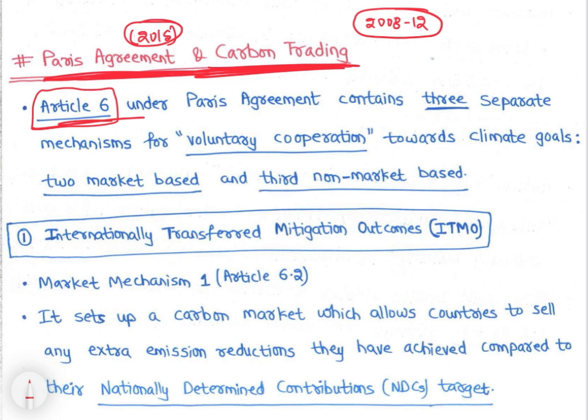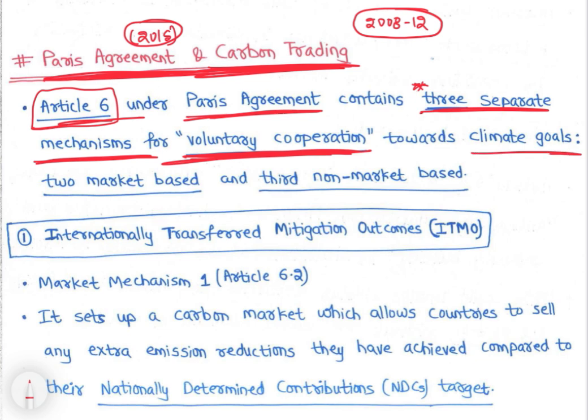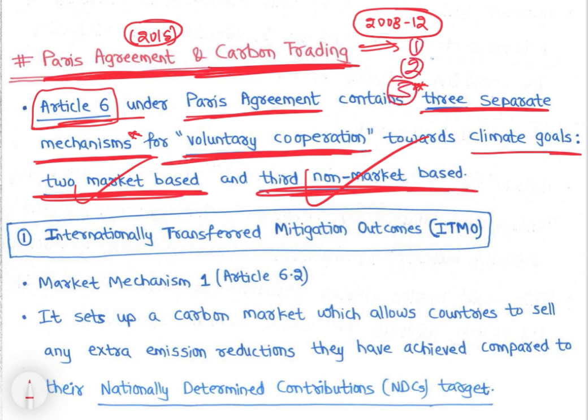Under Article 6 of the Paris Agreement, there are three separate mechanisms. In the Kyoto Protocol also there were 3 mechanisms, and here also 3 separate mechanisms for voluntary cooperation. Here nothing is compulsory, right? There is no compulsory cooperation towards climate goals. Out of the 3 separate mechanisms, 2 are market based, and the third one is non-market based. So the Paris Agreement also has 1, 2, and 3 mechanisms, right? First 2 are market mechanisms, and the third is a non-market mechanism.